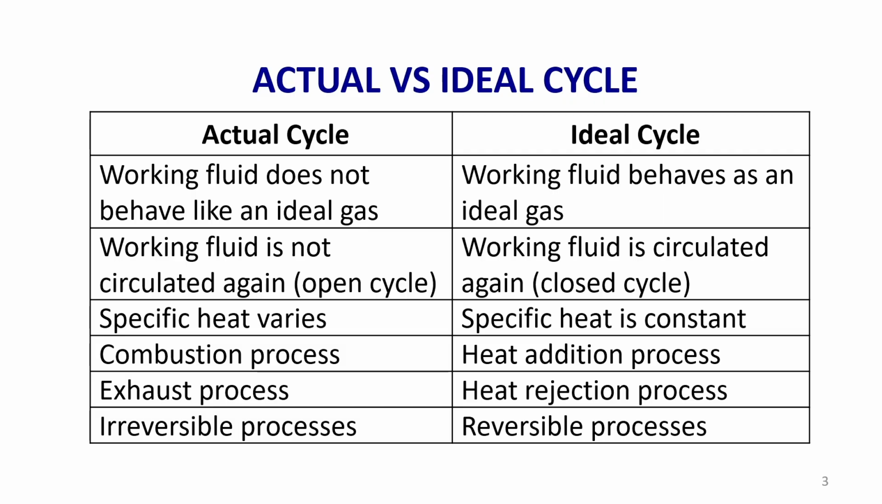R is the characteristic gas constant. For air it is 0.287 kilojoule per kg Kelvin, and R bar is the universal gas constant, 8.314 kilojoule per kg mole Kelvin. So when we say the working fluid behaves as an ideal gas, it obeys the gas law PV equal to MRT perfectly.